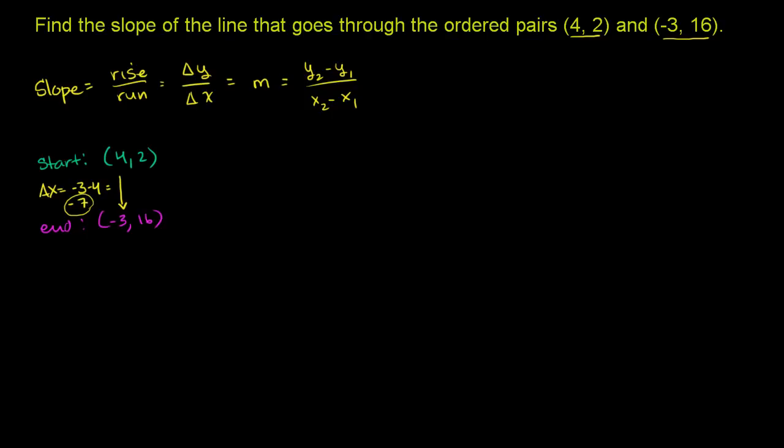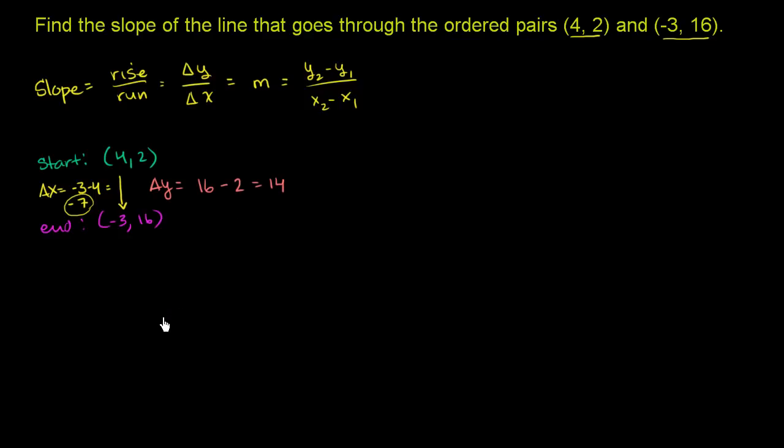Let's do the same thing for the change in y. And notice, I implicitly used this formula over here. Our change in x was our endpoint's x value minus our starting x value. Let's do the same thing for our change in y. Our change in y, if we're starting at 2 and we go to 16, that means we moved up 14. Or another way you could say it, you could take your ending y value and subtract from that your starting y value, and you get 14.